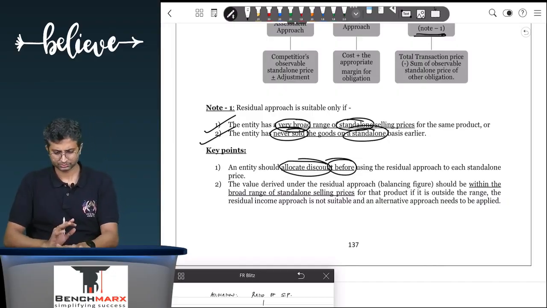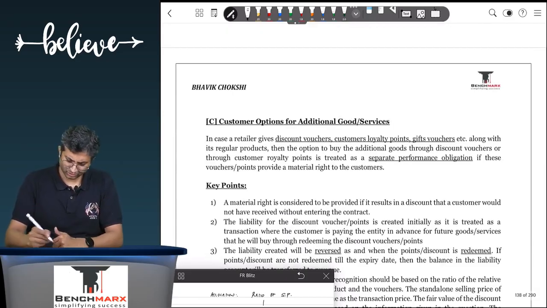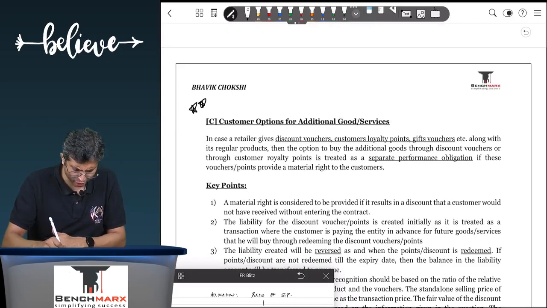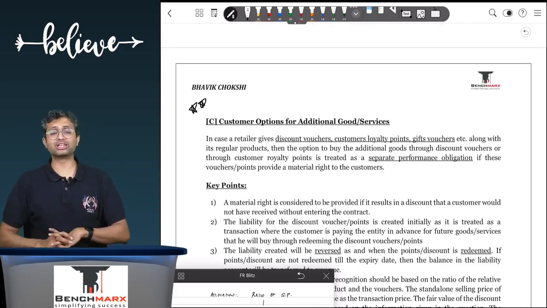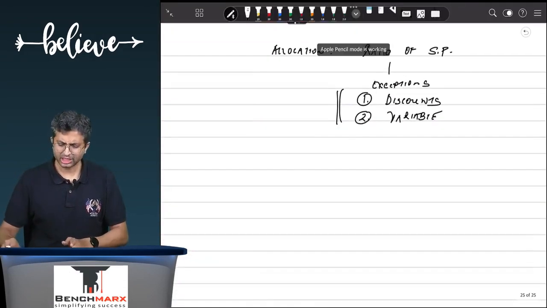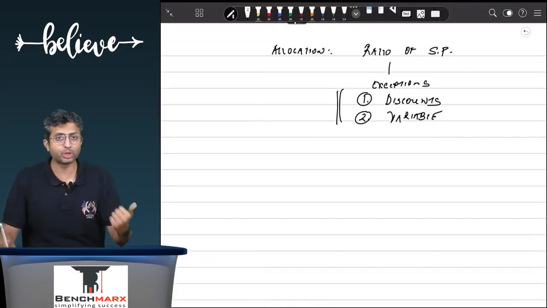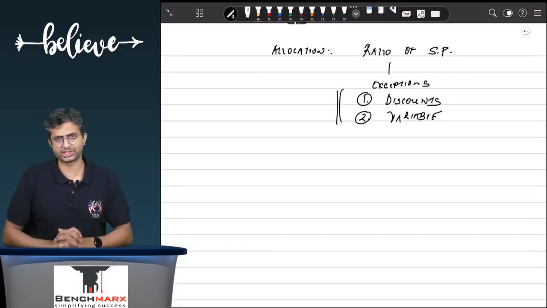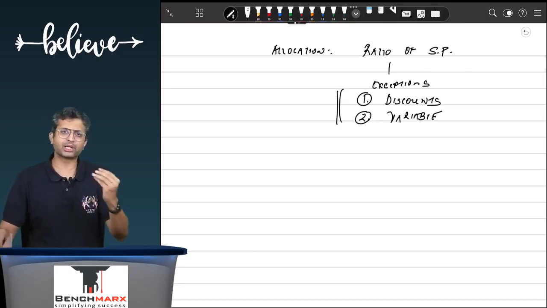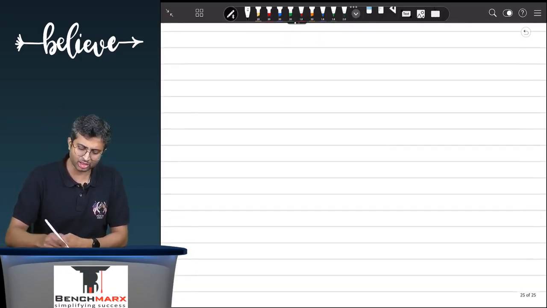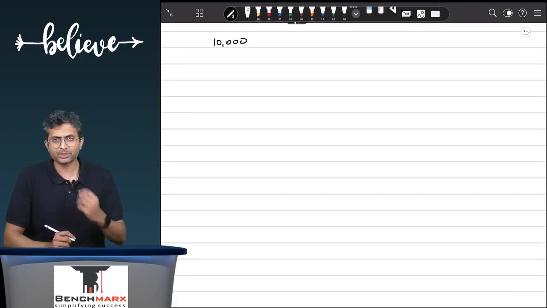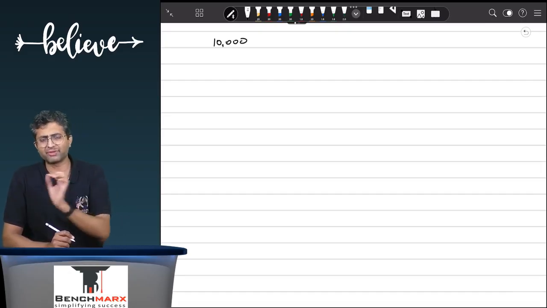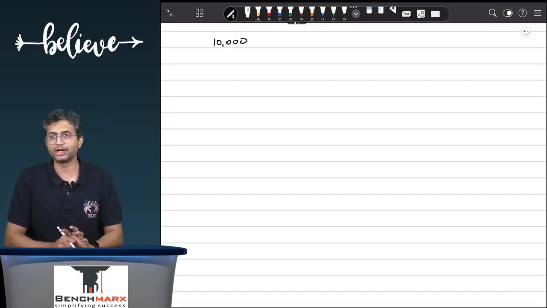Okay. Now, this is a fairly complicated topic, customer options for additional goods or services. This is linked to items like gift vouchers, discount vouchers, customer loyalty points, rebate coupons, etc. What is a typical example for this? Let us say you go to a company like Shoppers Stop and you buy a shirt, let us say for 10,000 rupees. Shoppers Stop says that for every 1 rupee spent, you will be given 1 point, and the value of 1 point, let us say, is 10 paise.